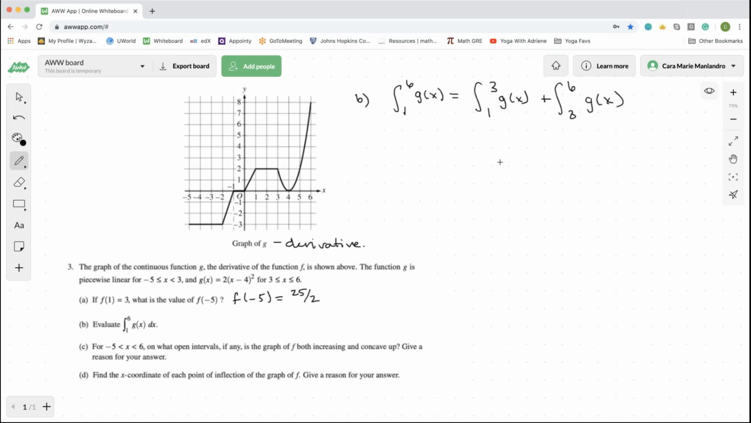All right, and then why did I choose to do that? Because these are two different functions. One is, I think, fairly easy, and then the other we have a function, so we can go ahead and deal with that. So two different functions, two different integrals. So integral from 1 to 3 of 2 dx plus the integral from 3 to 6 of the function that they gave us.